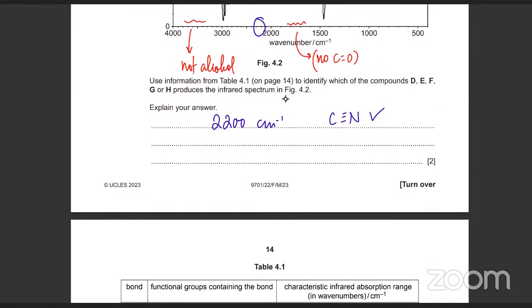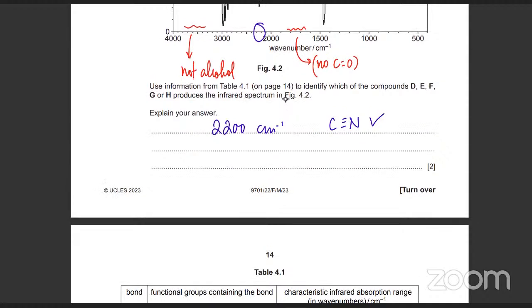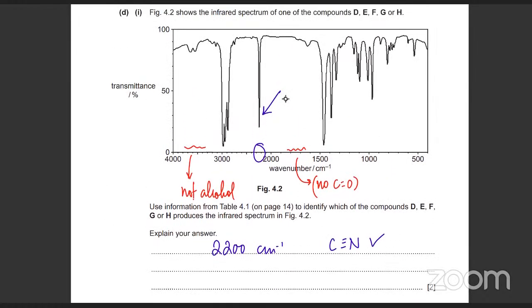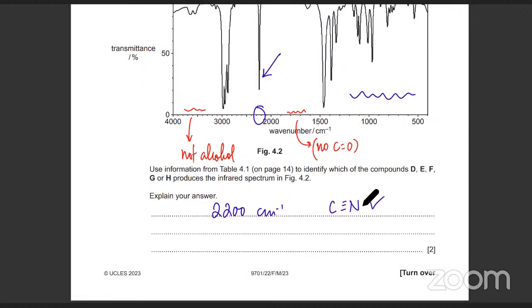And sir, we don't look above 1500 because that's the fingerprint area. Below 1500, yes. You don't really get a lot of information there.